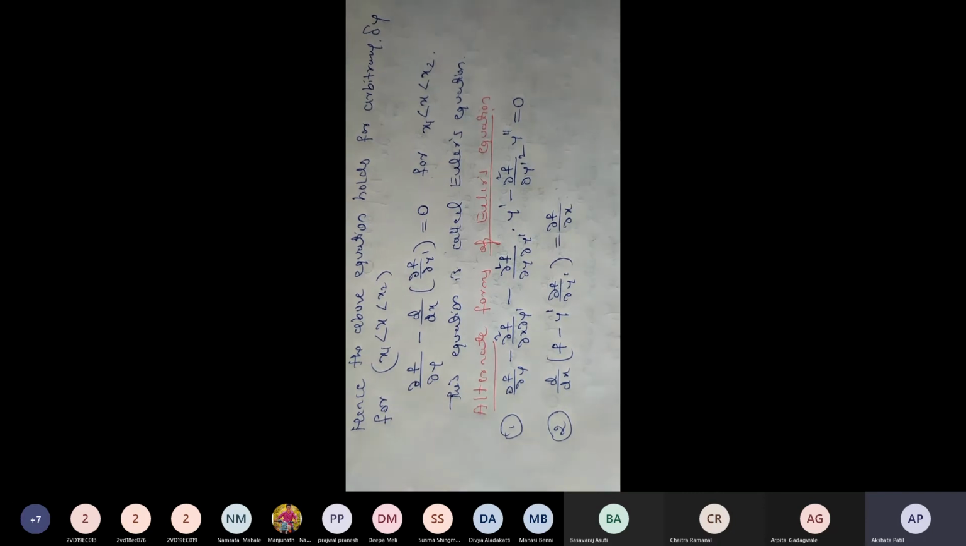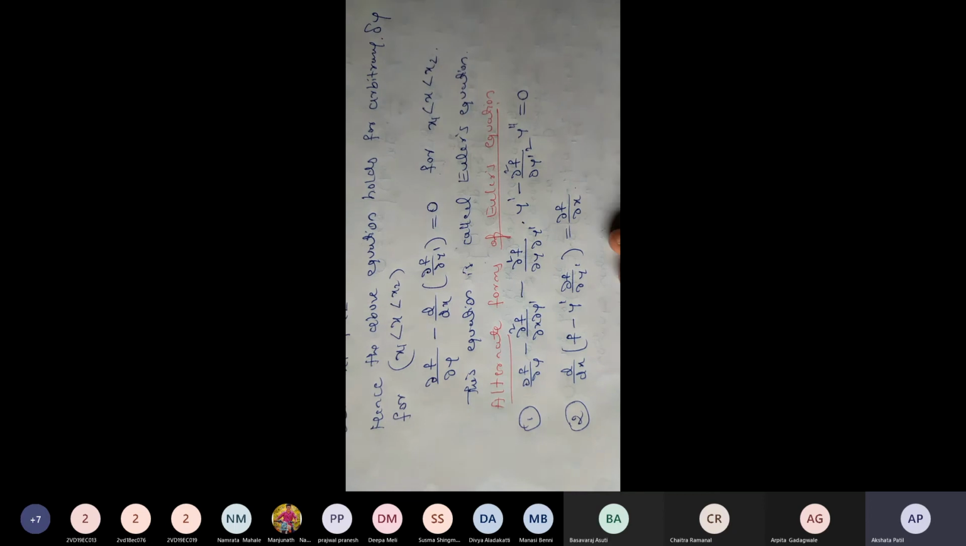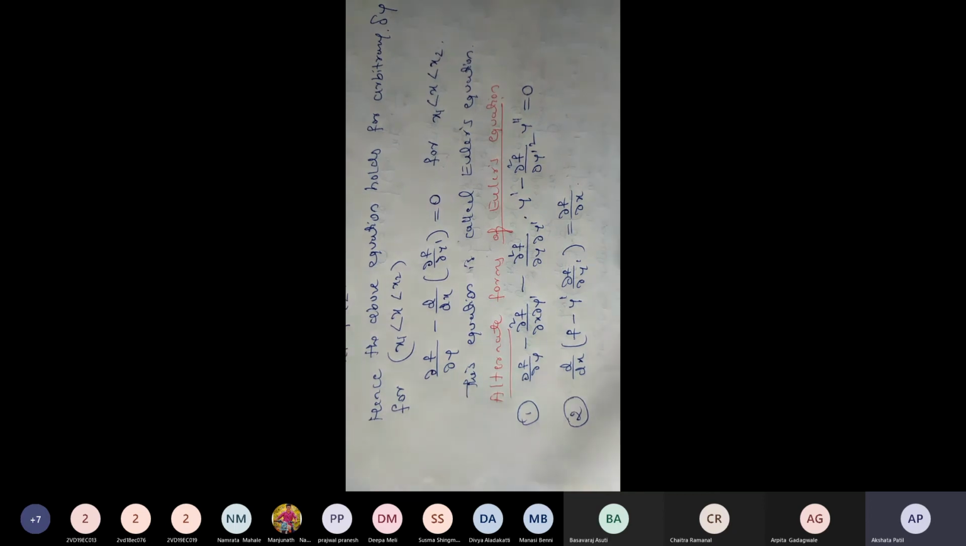So here they have given two alternate forms of Euler's equations. No need to derive these forms, only we have to refer to these forms. Okay, so this is nothing but the Euler's equation. I hope you understand this Euler's equation.